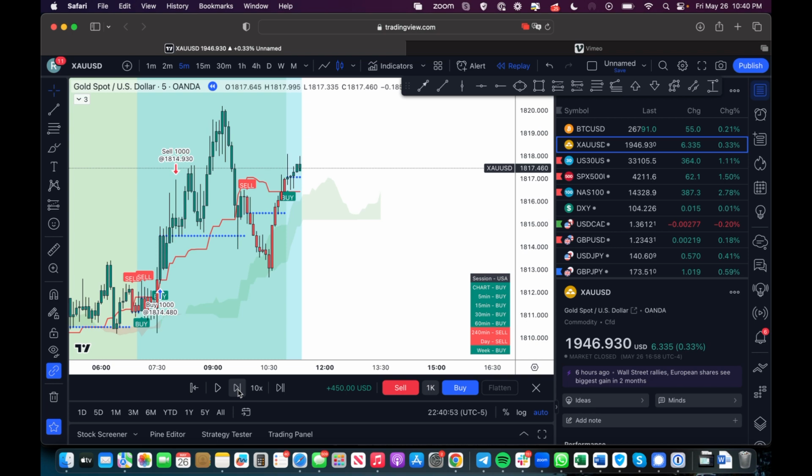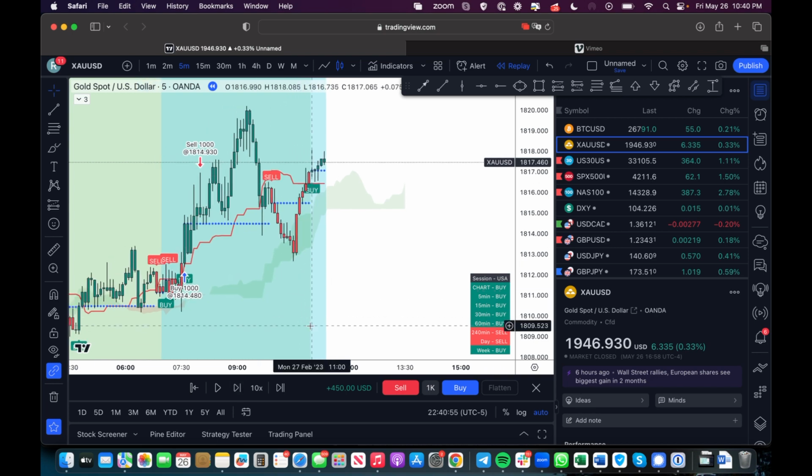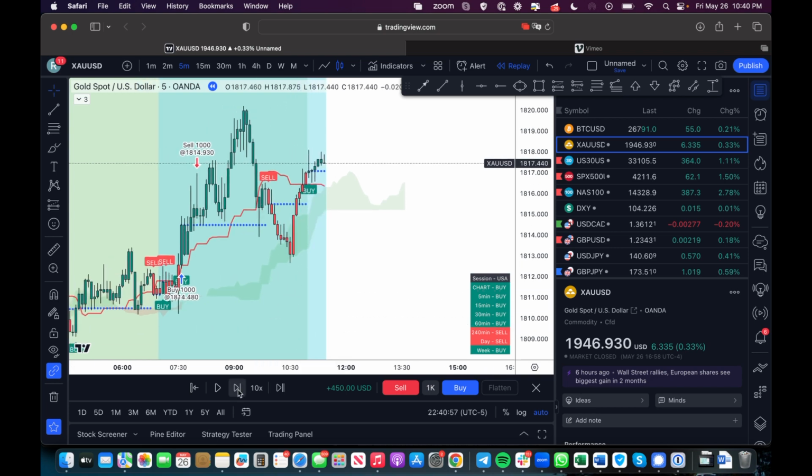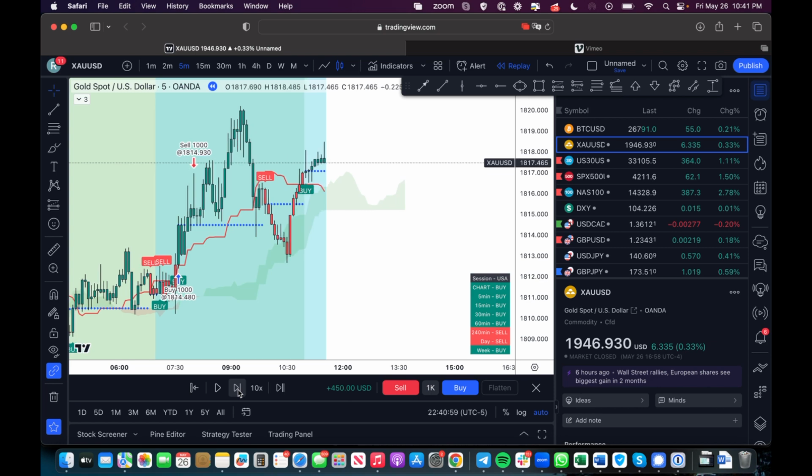And now we're back into buys. We're starting to get back into this uptrend here. I might potentially look for a buy if we can start pushing up a little bit.